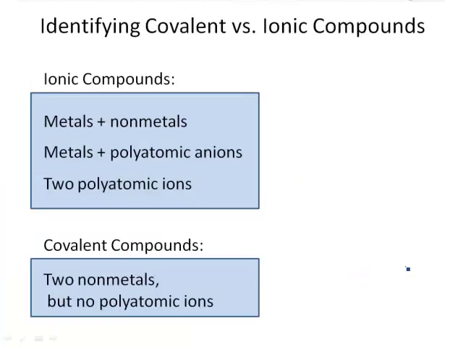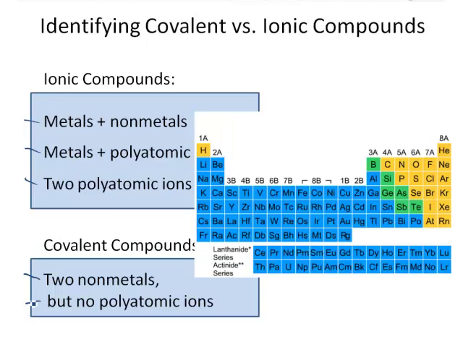Finally, how do you know when you just get a formula? How do you know whether it's an ionic compound or a covalent compound? How can you tell the difference? The rules are that ionic compounds are made between metals and nonmetals, or between metals and polyatomic ions, or between two polyatomic ions. Covalent compounds are always made between two nonmetals, but they can't have polyatomic ions.